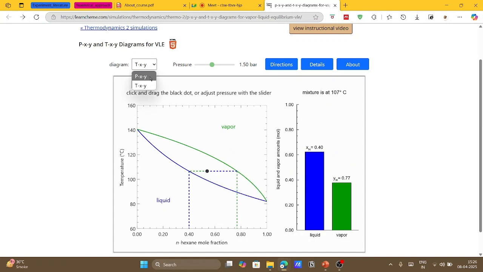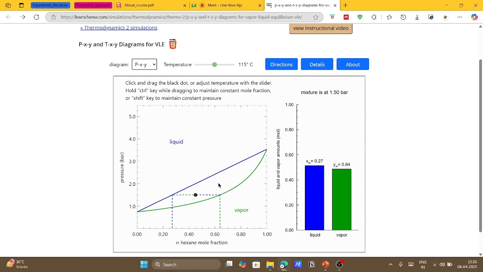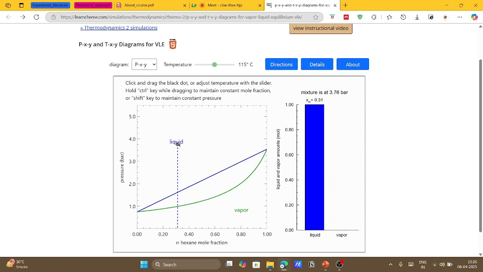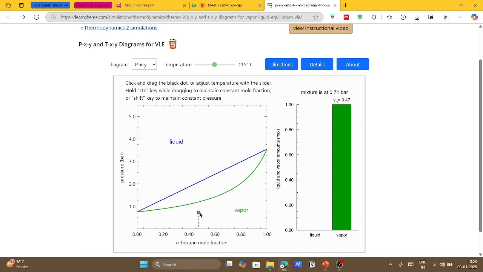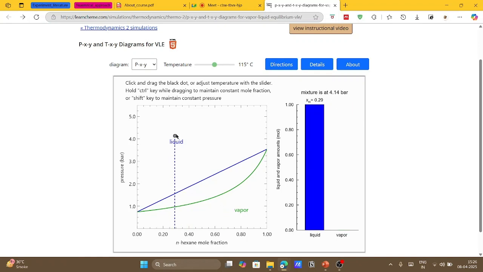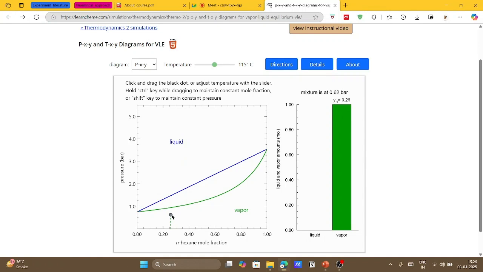Similarly, you can look at the PXY diagram. Now in the PXY diagram, liquid will be at the top and vapor will be at the bottom. So it's generated at constant temperature. For a constant temperature, if I increase the pressure, at higher pressure obviously gas will condense and we will get a liquid phase. Okay.